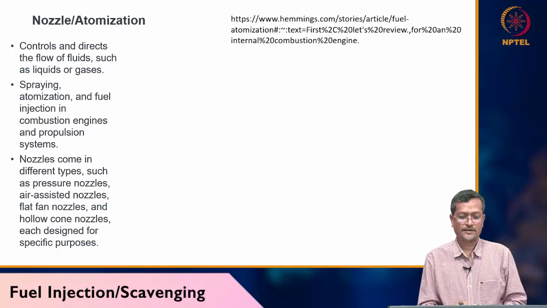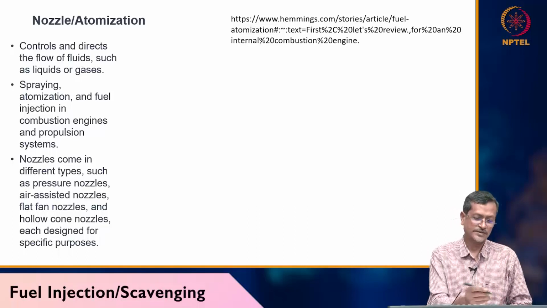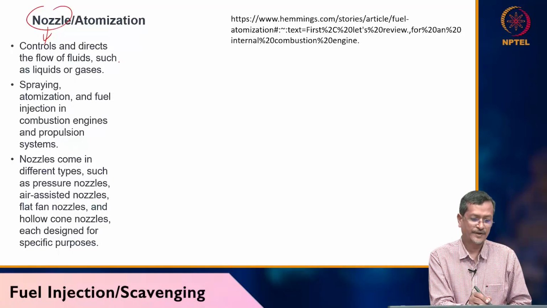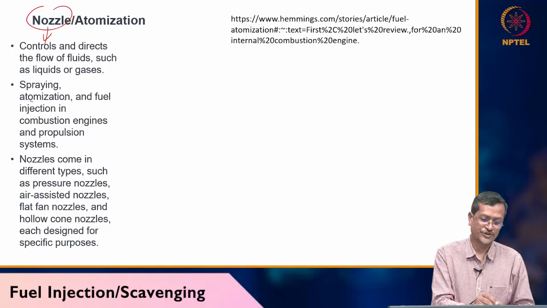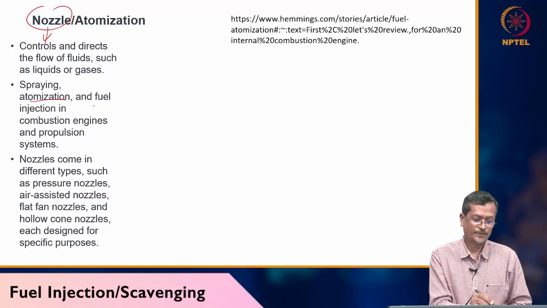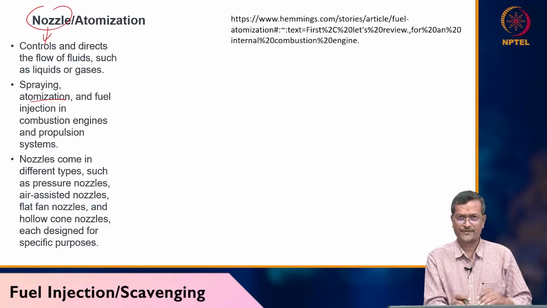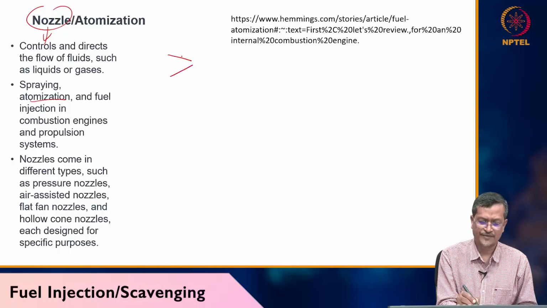Nozzle I discussed already. This nozzle will be creating small particles. So nozzle controls and directs the flow of fluid, such as liquid and gas. It will create spray and it will create small particles, that is called atomization, and fuel injection will be happening inside the combustion chamber. Nozzles come in different shapes and sizes for different applications. For our case, it will be like a convergent nozzle.